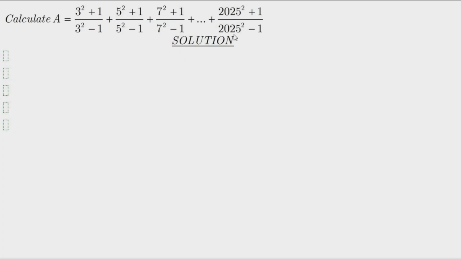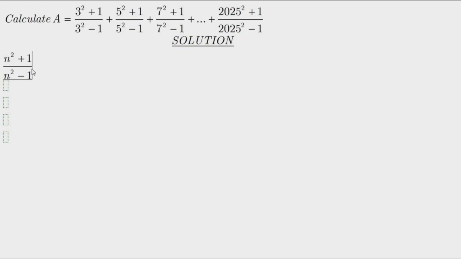Okay, now let's jump to the full solution together. Please keep watching and find out how we can solve this question. First, we have to find a general form of this expression. As we can see, this expression has a general form which is (n square plus 1) divided by (n square minus 1). So then we have to simplify this fraction.